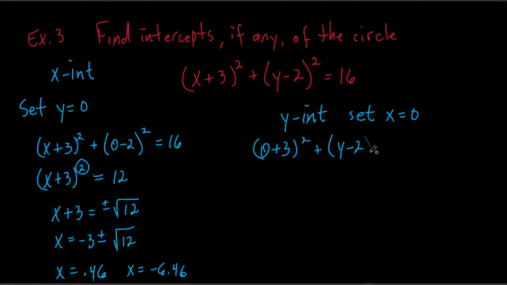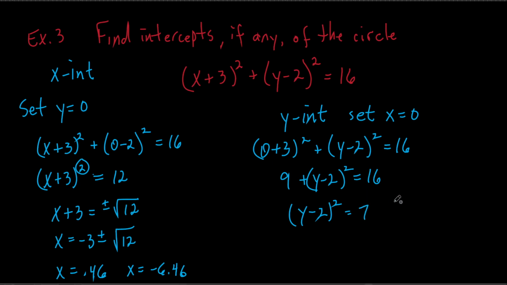Y minus 2, that's squared, equals 16. All right, and now what we're going to do is solve for y. So this is 0 plus 3, which is 3 squared, which is 9, plus y minus 2 squared equals 16. Let's subtract a 9 from both sides. So we'll keep that there. If we subtract a 9, what's that going to give you?